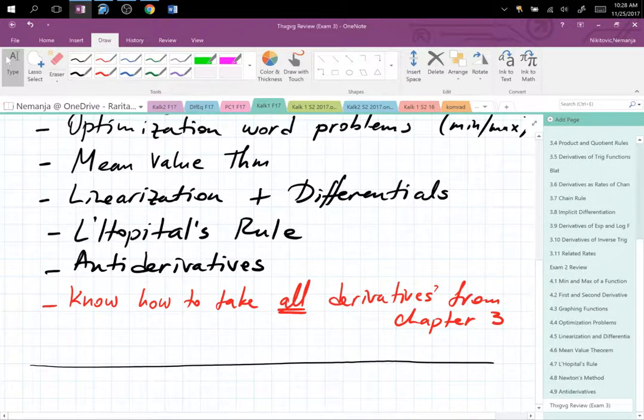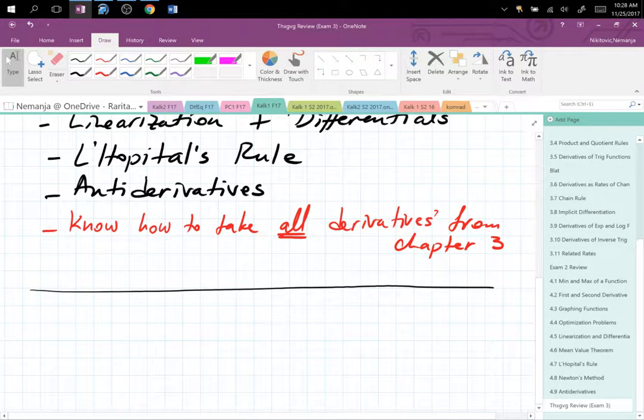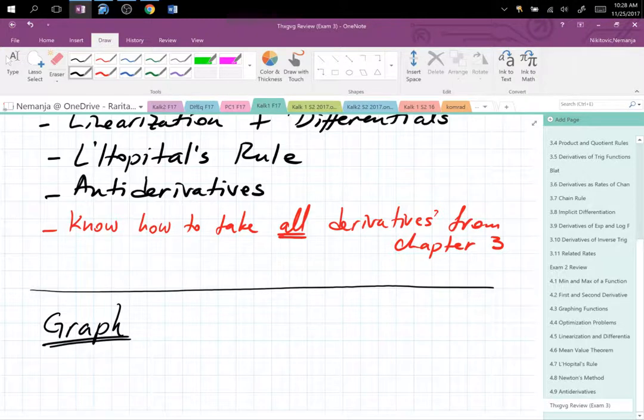So let's start by graphing a function. Pick one of the problems from the textbook, I guess, and then just go through all of the aspects. As we go through that one problem, we will cover the first derivative test as well as the second derivative test, and we will also cover min-max. Then we can move to word problems.